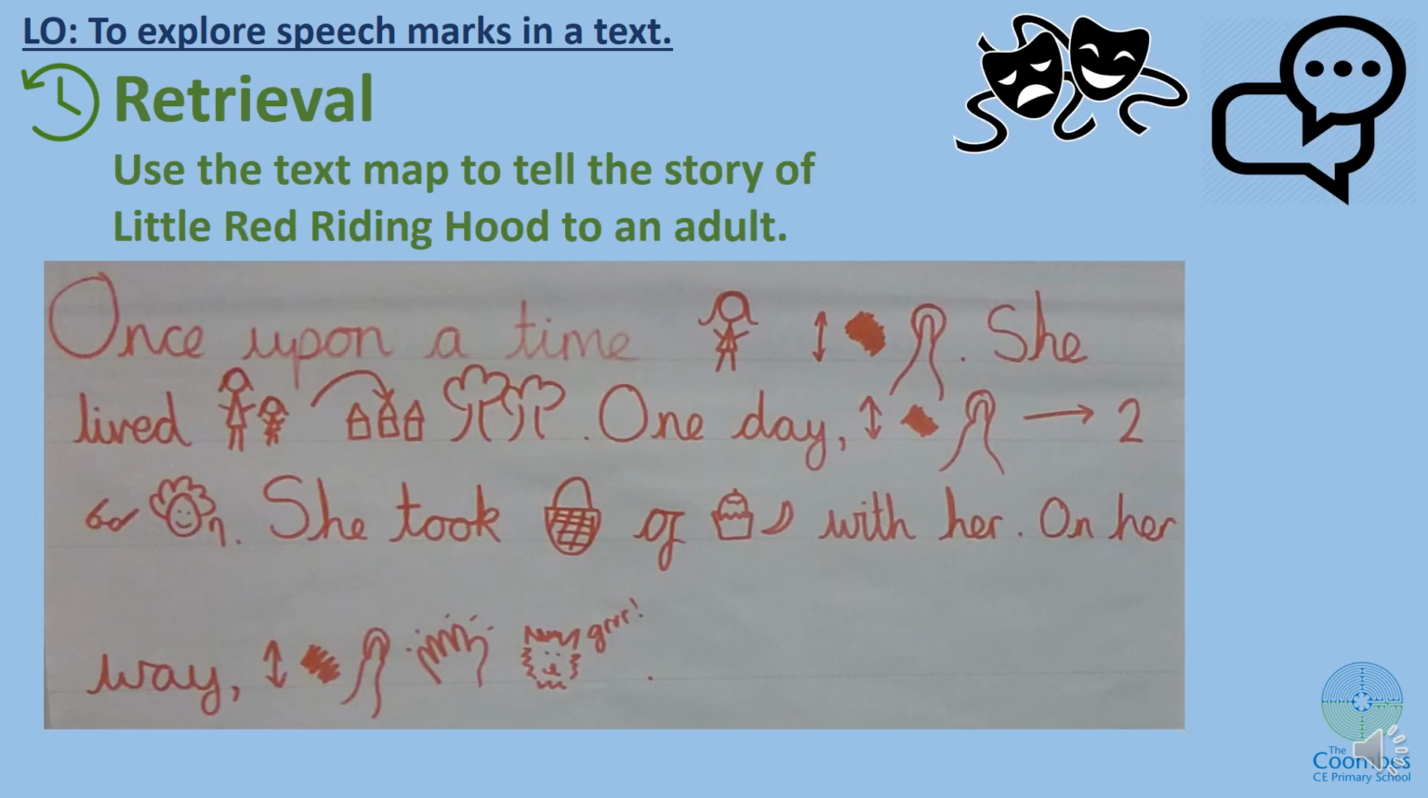Your next retrieval practice of today is using the text map to retell the story of Little Red Riding Hood. I know it's something that you have practiced quite a lot already, but it's so important that you know the story so that you can write it later on next week. So you can use some actions to help you if you would like, but you need to pause the video when it goes onto each part of the text map and tell your grown-up what the text map says.